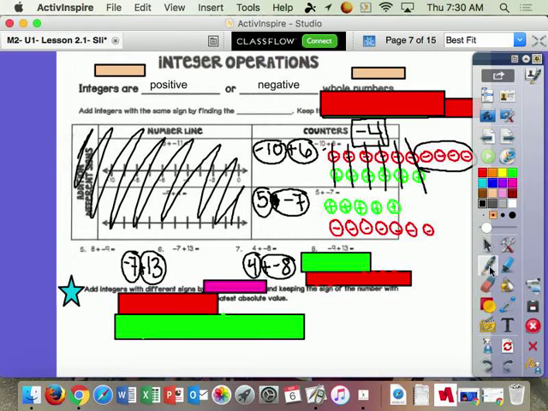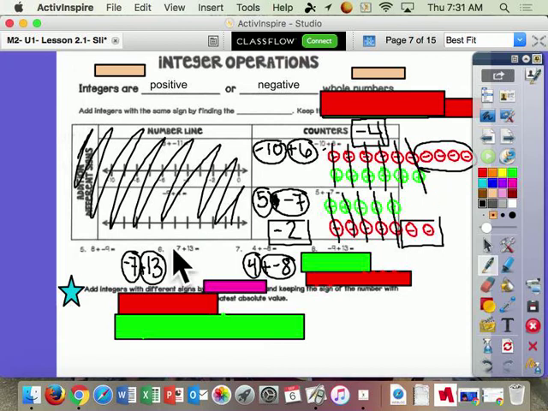All right. And now we're going to cross out just like we did right here. So that makes a zero pair. That's 1, 2, 3, 4, 5 pairs I can cancel out. I'm left with these 2 red. So that means that I have 2 circles left. They're negative, so this right here is my final answer.